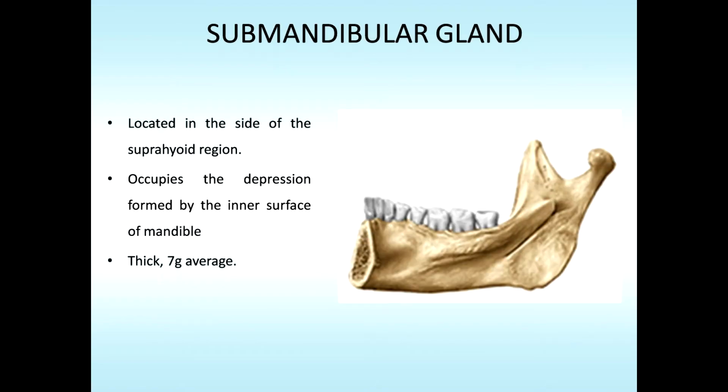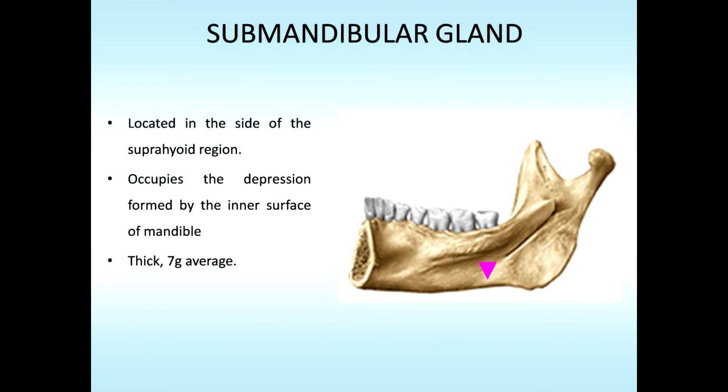Now, let's talk about the submandibular gland. It is located in the suprahyoid region on the lateral part. It is located between the anterior border of the sternocleidomastoid muscle and the anterior belly of the digastric muscle. It is also anterior to the mandible's angle.